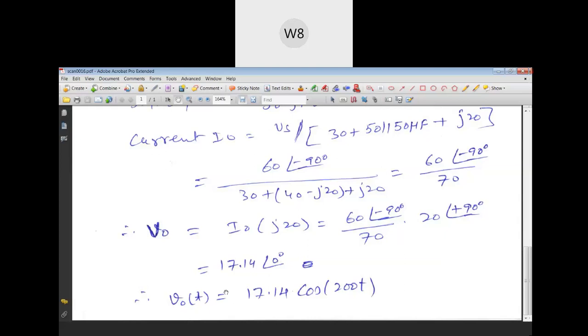So we know that when we move to time domain, we simply treat this number as the amplitude of the cosine function, and this angle is added to the omega t form, which is 200t here. So this is going to be the time varying voltage that we will see across the inductor after the circuit has been switched on for a sufficiently long time, that means when it has achieved steady state.